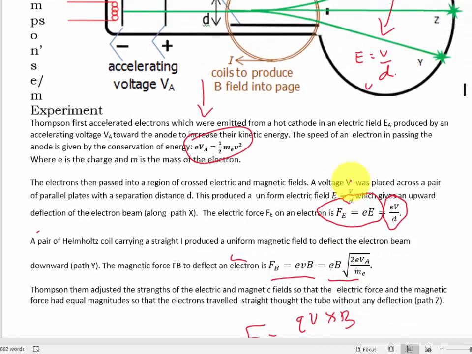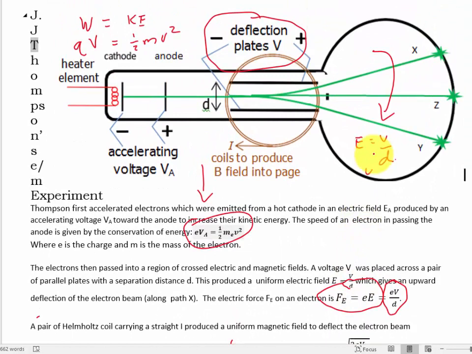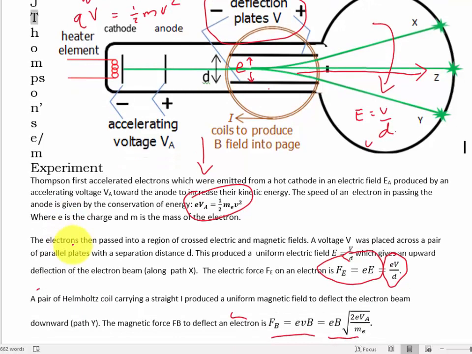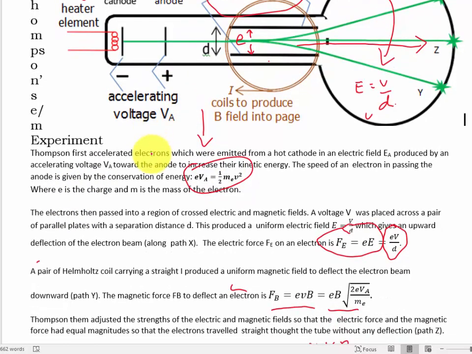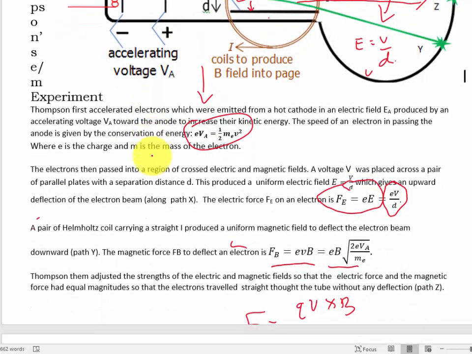If we were to try to balance these forces out, such that an electron passing through these feels some force in this direction from the electric field and some force in this direction from the magnetic field, then we could say that the sum of the forces is equal to 0 if we're able to pass this beam straight through. That's all you're going to be doing: messing around with the accelerating voltage, hence the speed of the electrons, and then messing around with the deflection voltage and trying to make the beam pass straight through.